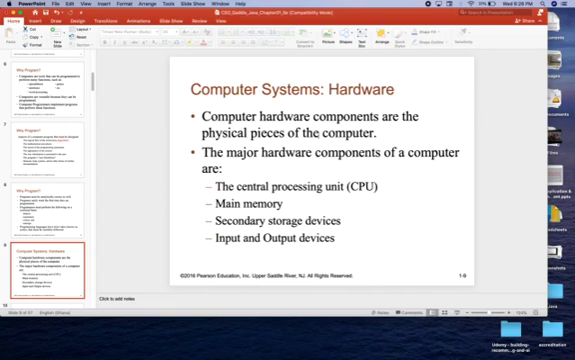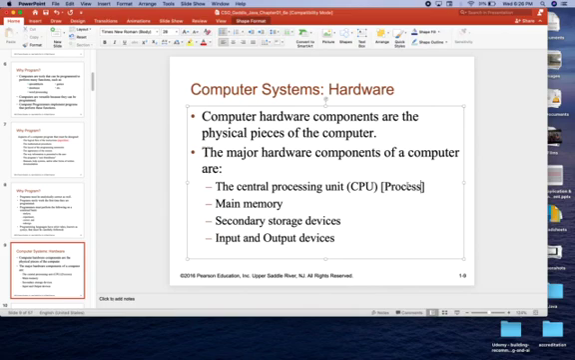Now in the computer system, you have two main components: the hardware and then the software side. The major component of the hardware relevant for programming, we're looking at the CPU, or what would also be referenced as the processor. In some other books, you may see microprocessor.